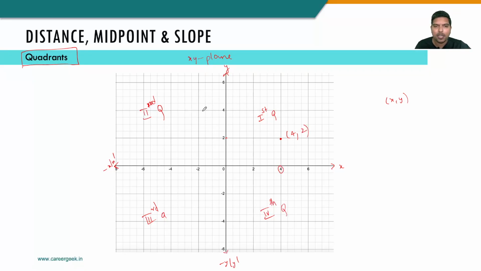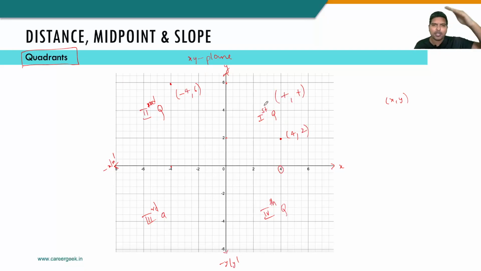Okay. So let's say if you want to have this point. So what is the x? To find the x value, look at the x-axis. X-axis, the corresponding is -4. Y, the corresponding is 6.